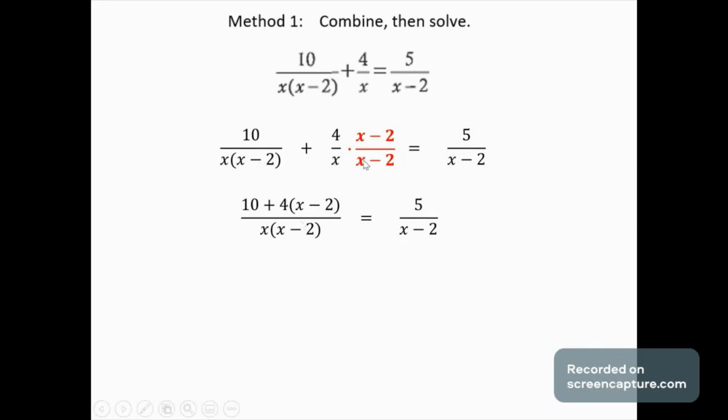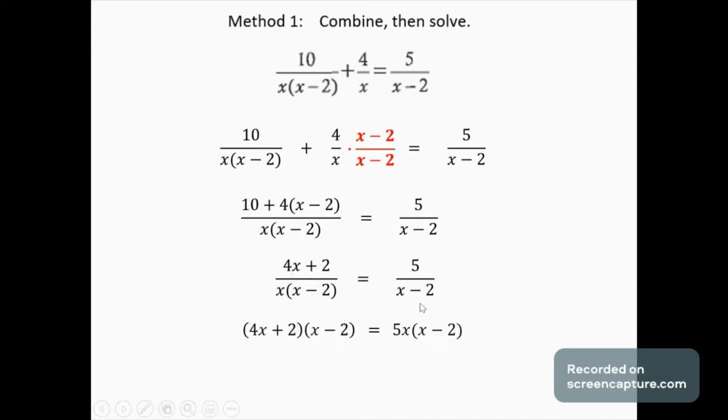Now that we have a common denominator, we can add them. 10 plus 4 times this, which is 4 times this right here. I took it a little step further here, multiplied these through: 4x, and 4 times negative 2 is negative 8. So 4x plus 2 is what this top turns into here. Now we have a fraction equal to a fraction. We can cross multiply. Let's do that.